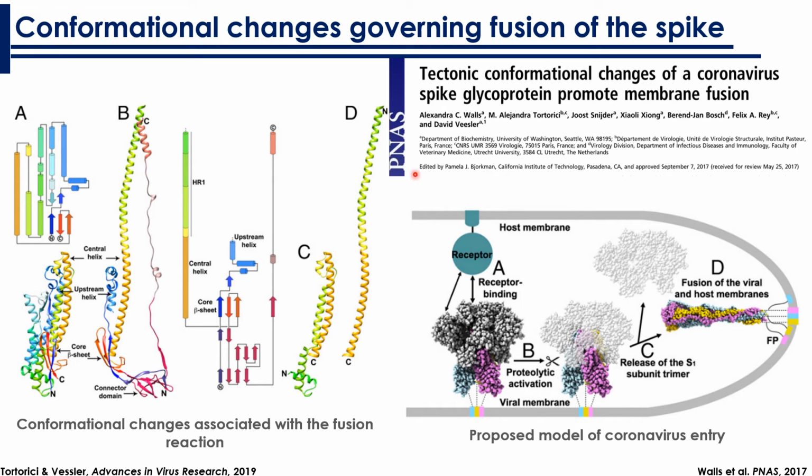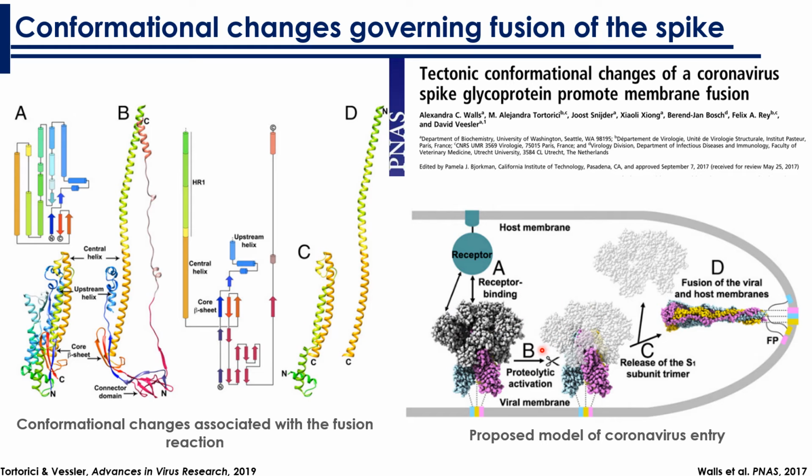So this is again a remarkable study which first showed the different tectonic conformational changes of the coronavirus spike glycoprotein, and the coronavirus spike that they focused on was the HKU1 coronavirus spike, and like David Wiesler's group was the first to show that this dramatic conformational change from pre to post fusion conformation occurs.